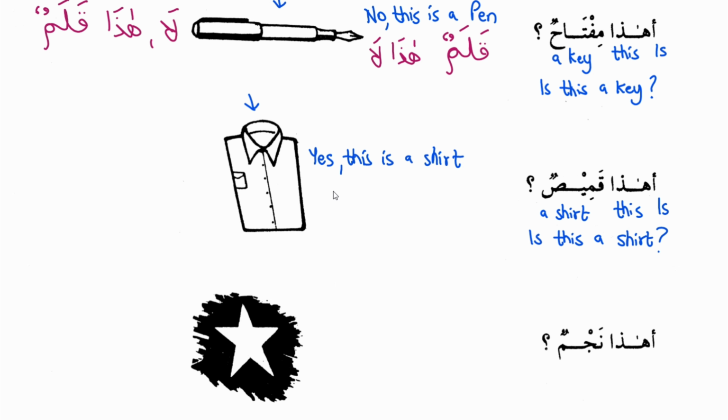For yes, it is na'am, meaning yes. And for this, it is haza. And for a shirt, it is qamisun, which is already mentioned in the question. So we'll just write it here. Qamisun. Ahaza qamisun? Is this a shirt? The answer is yes, this is a shirt. Okay. Na'am haza qamisun.